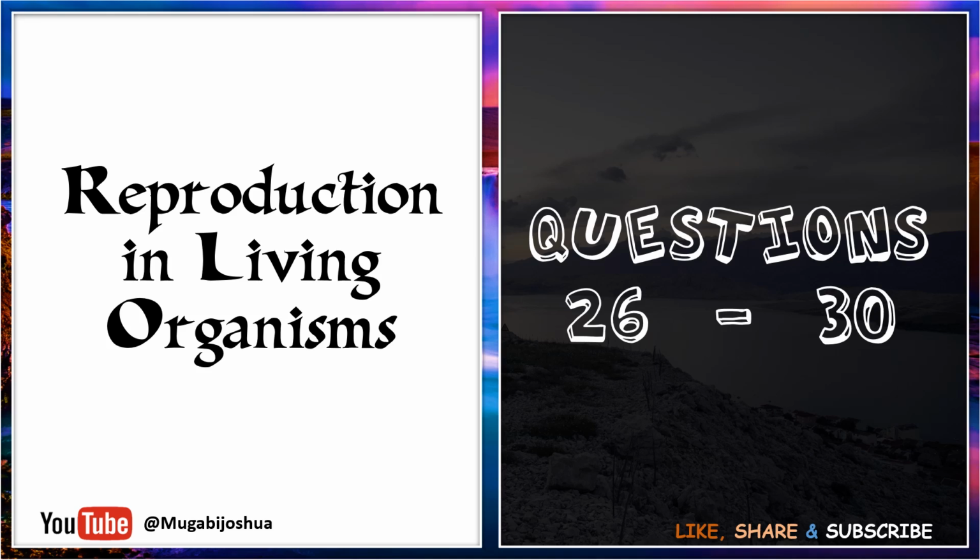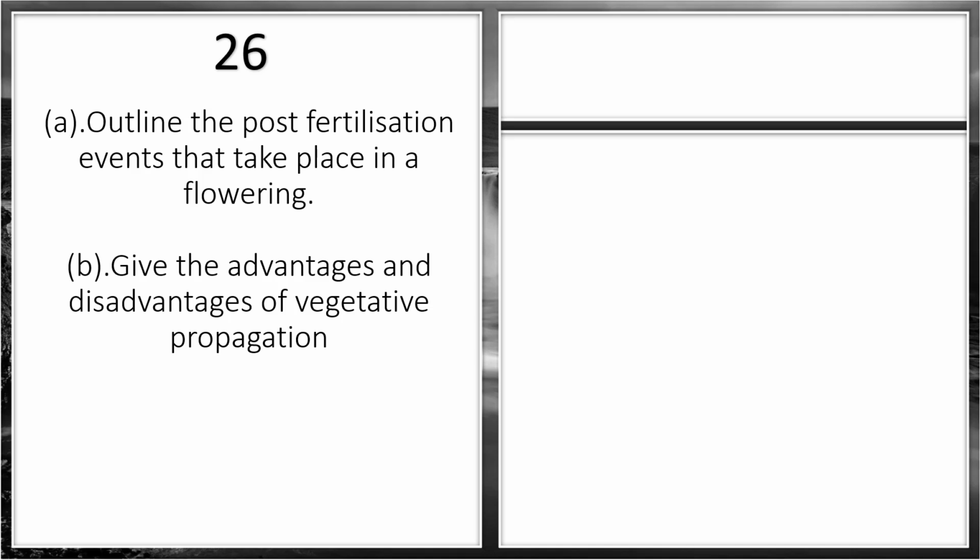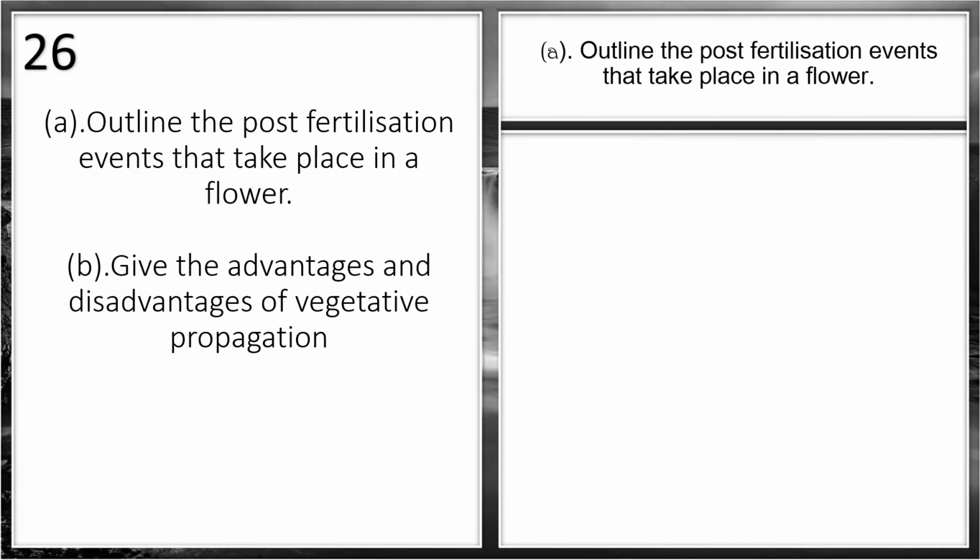Question 26 to 30. Outline the post-fertilization events that take place in a flowering plant. B. Give the advantages and disadvantages of vegetative propagation. Outline the post-fertilization events that take place in a flower.